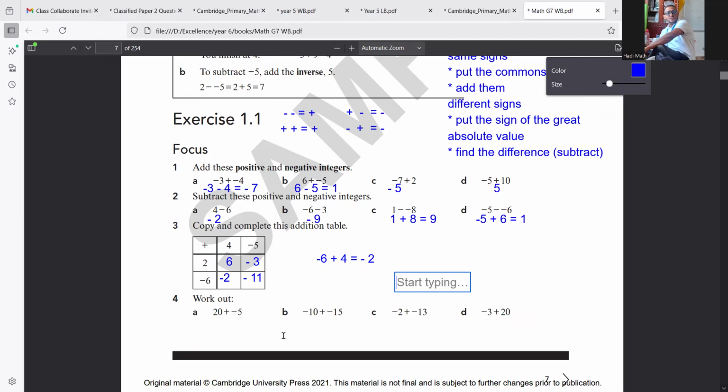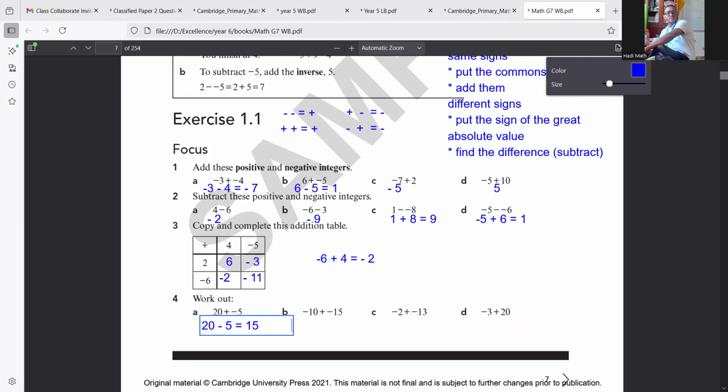They ask you to work out 20 plus negative 5. Remember, you have two signs, you combine them to one sign. It's going to be 20, and plus and minus, you change them to minus, 5. And then 20 minus 5, you could say positive 20 and negative 5, different signs. You put the sign of the greater, which is positive, and the difference between them is 15. Or you could say just 20 minus 5 is equal to 15.